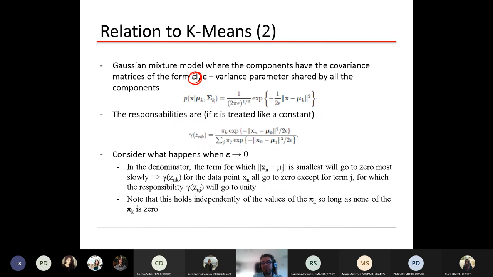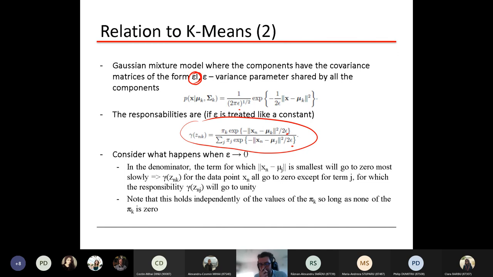And now let's see how the Gaussian looks. So the Gaussian p of x for any component, mu k and sigma k, now it's going to look something like this, if we always have the same parameter epsilon. And now if we look at the responsibilities, in the E step for EM, the responsibility is going to look something like this. You see now we have here the variance epsilon.